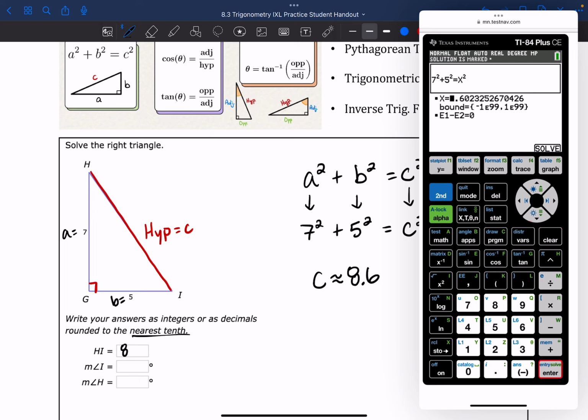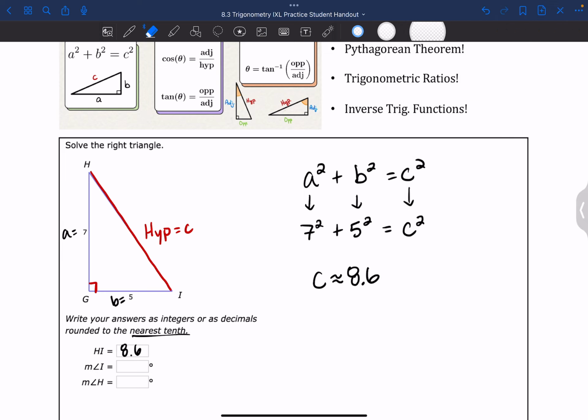So I already know that HI is 8.6. Again, this is HI. So this is 8.6. I'm going to do it in red. 8.6. There we go. Now that I found my third side, I'm now going to look for the angles.